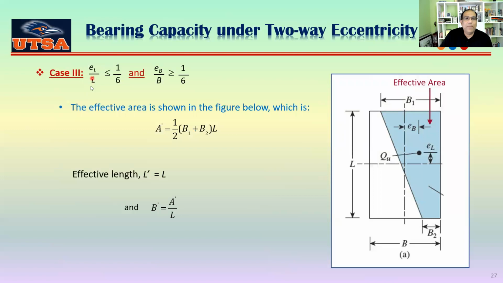For case 3, when eL/L is less than or equal to 1/6 and eB/B is greater than or equal to 1/6, that's the effective area. Again, this is a trapezoid. This is B2 and this is B1. So the area of that trapezoid would be (B1 plus B2) divided by 2 multiplied by L. Now, the effective length L prime is equal to L, and your B prime is equal to your effective area divided by your L prime.